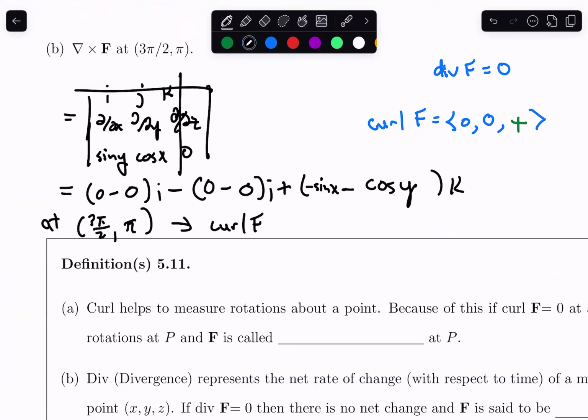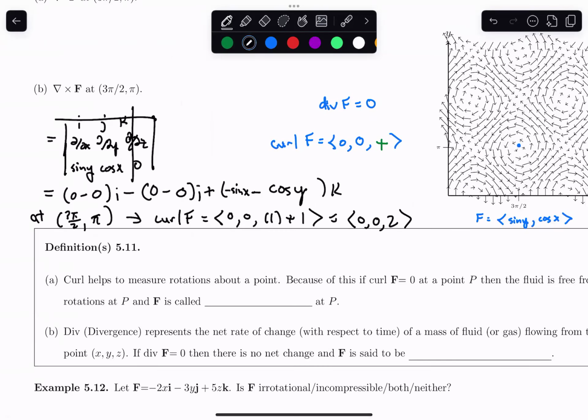So at this point, the curl of F is going to be equal to 0, 0, and instead of x, I'm going to put 3 pi over 2. So I'm going to have sine of 3 pi over 2. So that's going to be what? Negative 1. So negative 1 is going to be positive 1. And then minus cosine of pi. Cosine of pi is negative 1, so minus a negative 1. And so we get 0, 0, 2. So indeed, a nice positive number here. But again, we can see that the curl really depended on where you were in this plane, unlike the divergence. Turns out, although some of them are harder to read, the divergence is 0 everywhere in this.